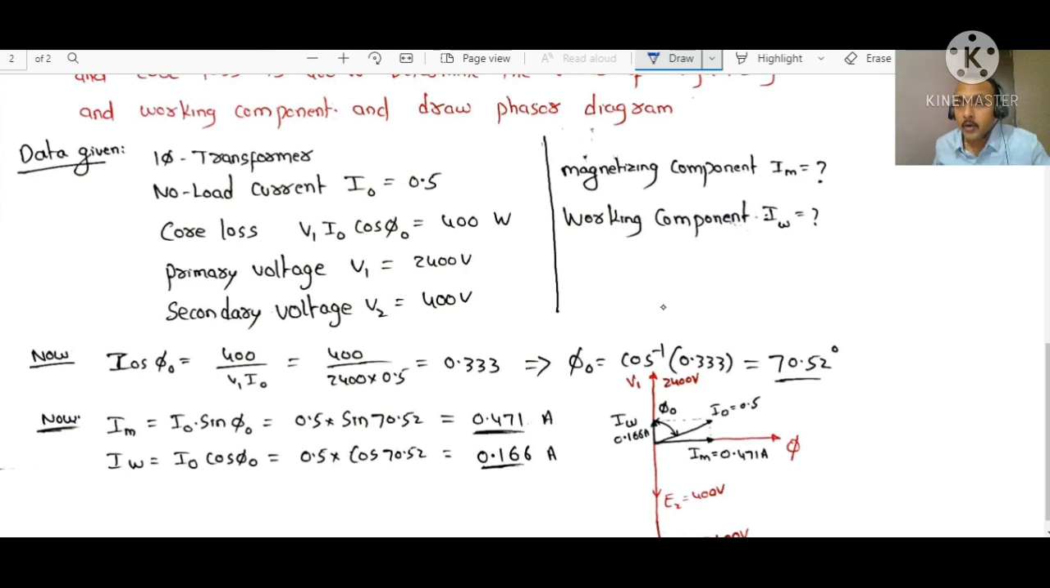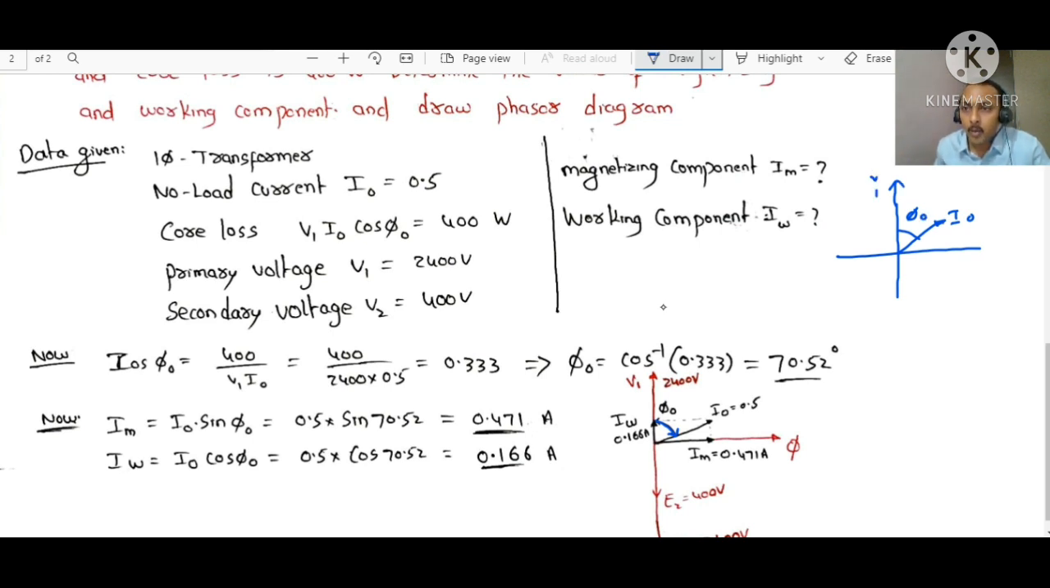That I0 can be resolved into two components. This I0 will be at an angle phi 0 with respect to the V1. This is what I have indicated here. For example, if a small amount of current I0 is flowing, this I0 will be at some angle phi 0 with respect to the applied voltage V1.